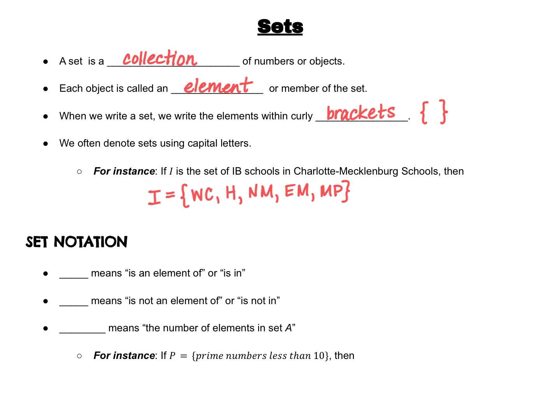Let's talk a little bit more about set notation. Not only do we write our list or collection of numbers, objects, or elements in curly brackets, and not only do we denote sets using capital letters, but we also have other symbols that mean other things. If you see a curved E, it means is an element of or is in. If you see the same symbol with a slash through it, that means it is not an element of or it is not in. And if you see n(A), that means the number of elements in the set.